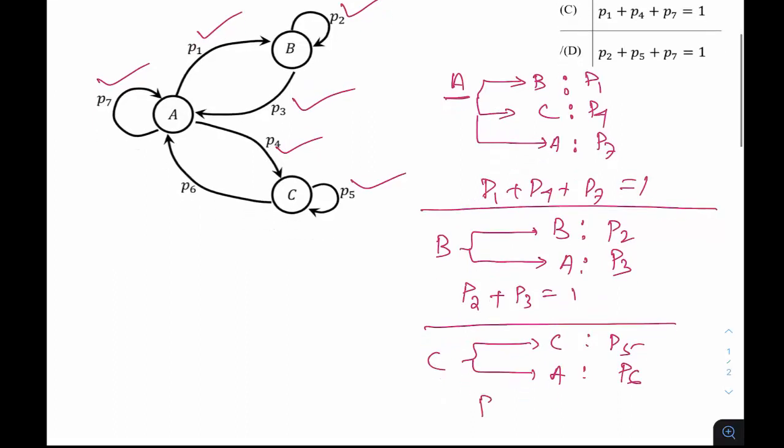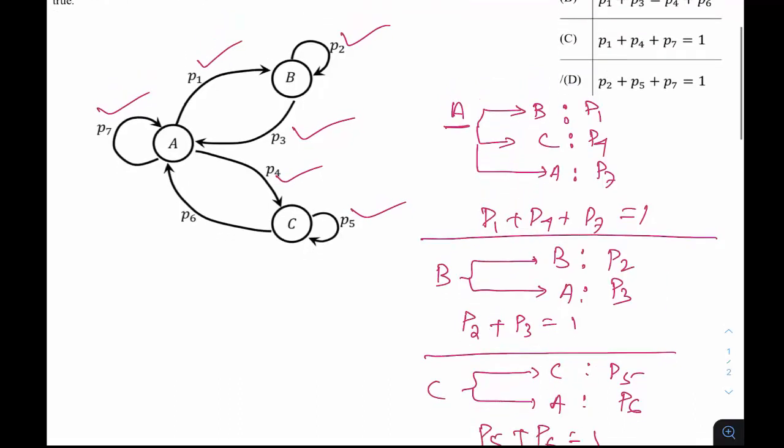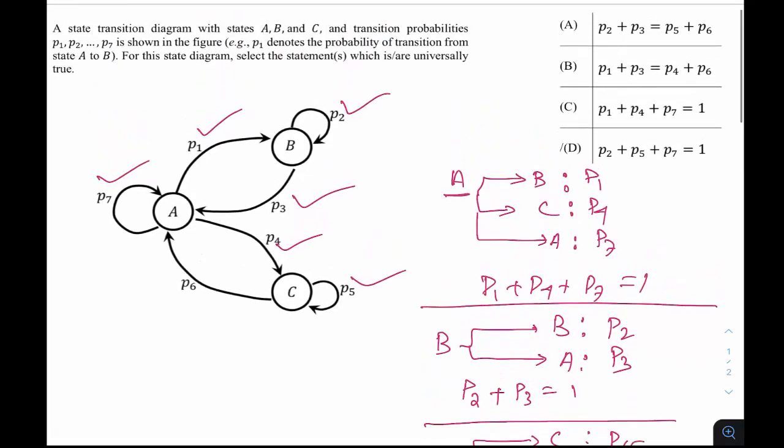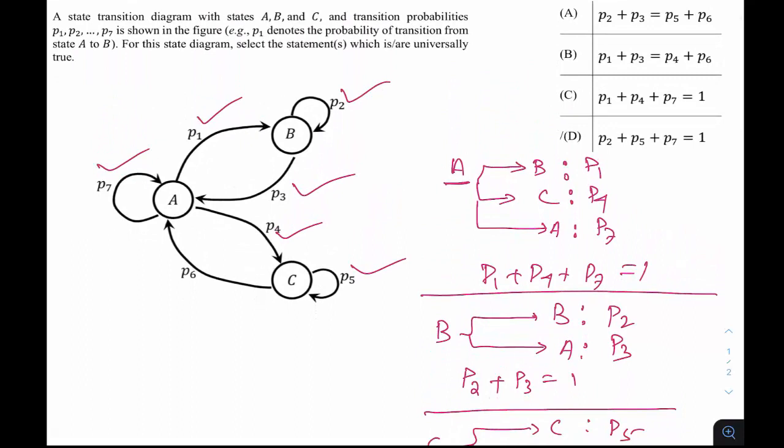So that means if I ask you, what is P5 plus P6? This is again 1, right? So basically what I have done is, I went to a particular node, and in that node I am checking what are the possibilities, and then I am asking what is the probability that all these possibilities are possible. The answer is 1 definitely. So if I check the options, P1 plus P4 plus P7 equals 1. This is given in option C.